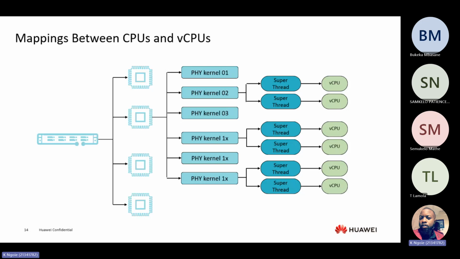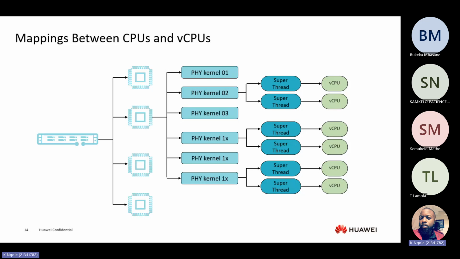When a hypervisor runs a virtual machine, it has to map all the virtual CPUs that belong to a certain virtual machine onto physical CPUs, or pCPUs, that belong to the physical host. So that's how they are mapped. The hypervisor is the one in charge of doing that.